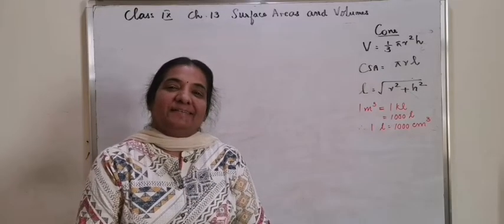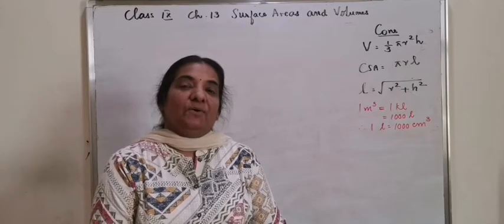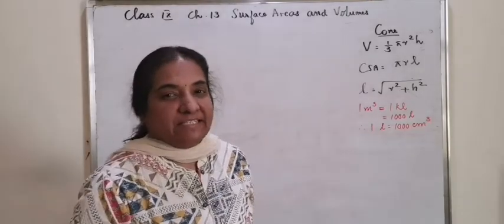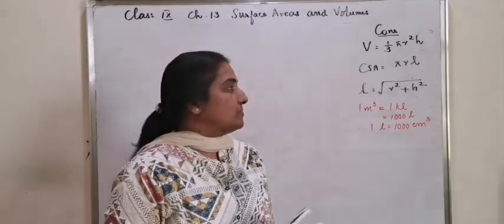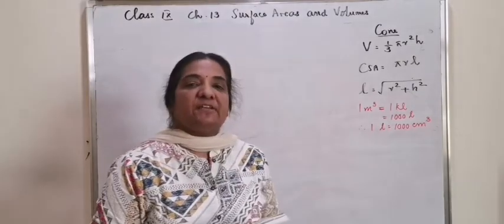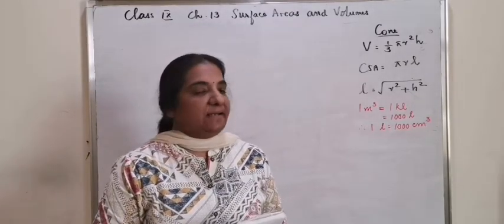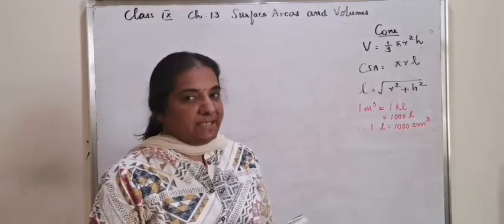Good morning, children. Today we will be doing the exercise based on volume of a cone. The formula we derived in the last class: volume of a cone is 1 by 3 pi r squared h. Curved surface area of a cone is pi r L, where L denotes the slant height, which can be found out using the formula square root of r square plus h square.